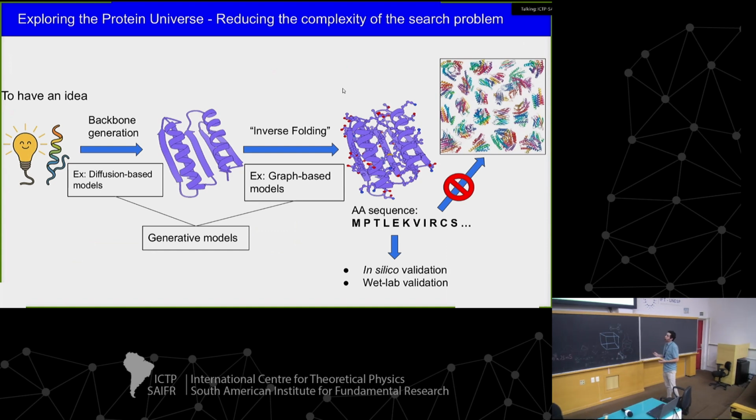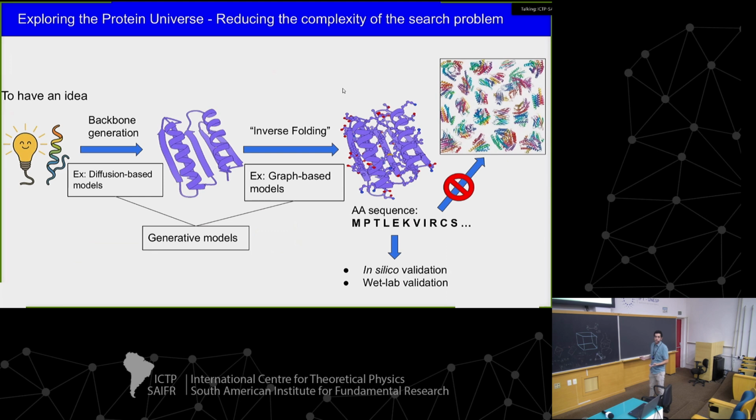This process involves generative models. And today, we'll discuss more about two of them, which are the diffusion-based models for backbone generation and some graph-based models for the inverse folding problem, right?